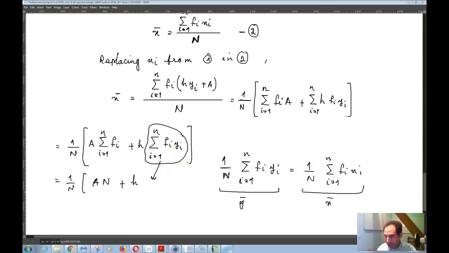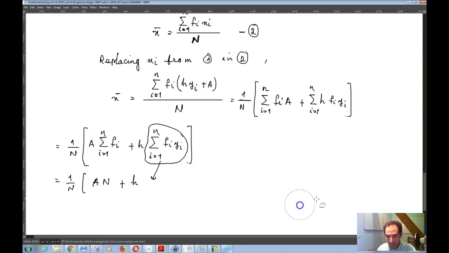but in the next step you can write it as, if I multiply 1 by n times this, n and n will cancel out, and you will get just simply a, and then over here you will get h times y bar. So that means that x bar is the same thing as a plus h times y bar.